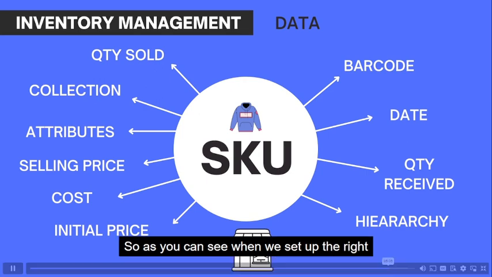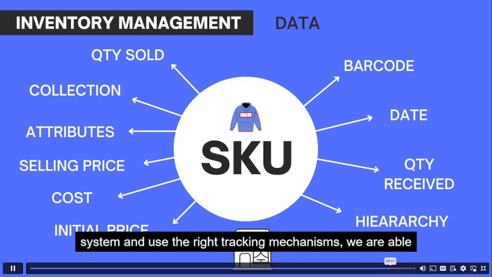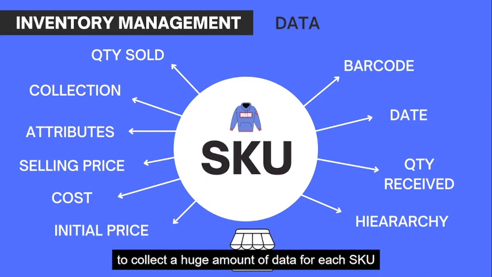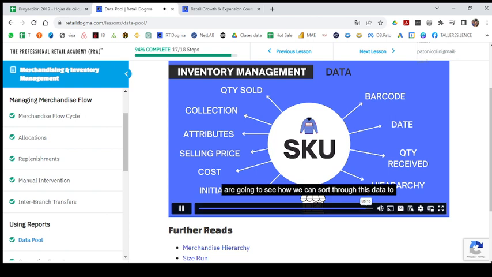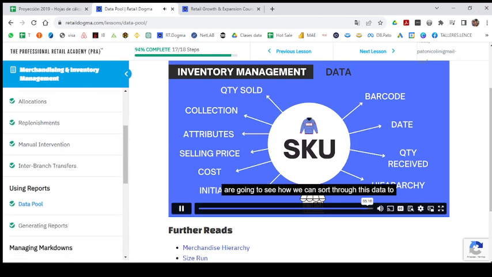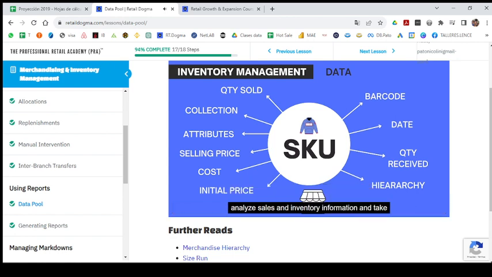So as you can see, when we set up the right system and use the right tracking mechanisms, we are able to collect a huge amount of data for each SKU that we carry. In the next lesson, we are going to see how we can sort through this data to generate useful reports that will help us analyze sales and inventory information and take actions based on this information.